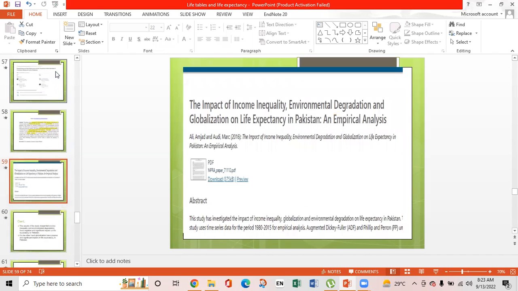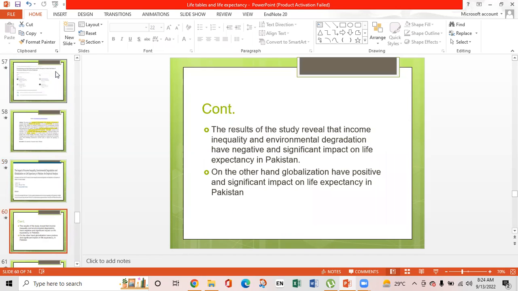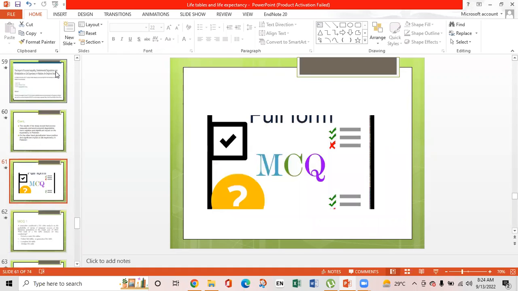This article shows the impact of income inequality, environmental degradation, and globalization on life expectancy in Pakistan. That is an empirical analysis. The important points: the results of the study reveal that income inequality and environmental degradation have a negative and significant impact on life expectancy in Pakistan. On the other hand, globalization has a positive and significant impact on life expectancy in Pakistan.